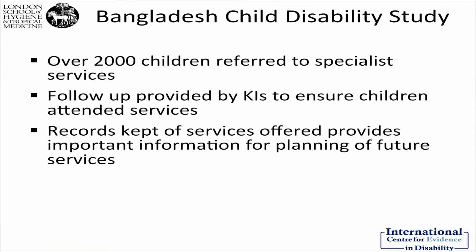We had from that cohort over 2,000 children who were referred to specialist services with follow-up provided by the key informants. And what's quite useful from this database is we now have the records of which children were referred to which services, which can really help in terms of extrapolating upwards, per million children, for example, what services are needed. All of that information is in the main report for this study, which is available from our website.